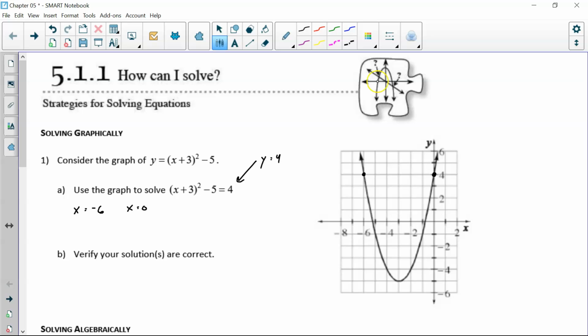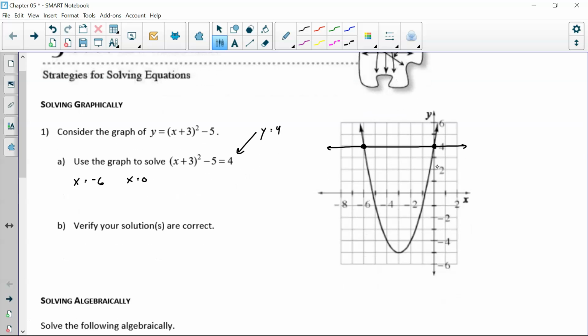Those would be our solutions, because what we just found, y equals 4 is a horizontal line. We just found out where these two graphs intersect. And we can verify this by substituting back in.